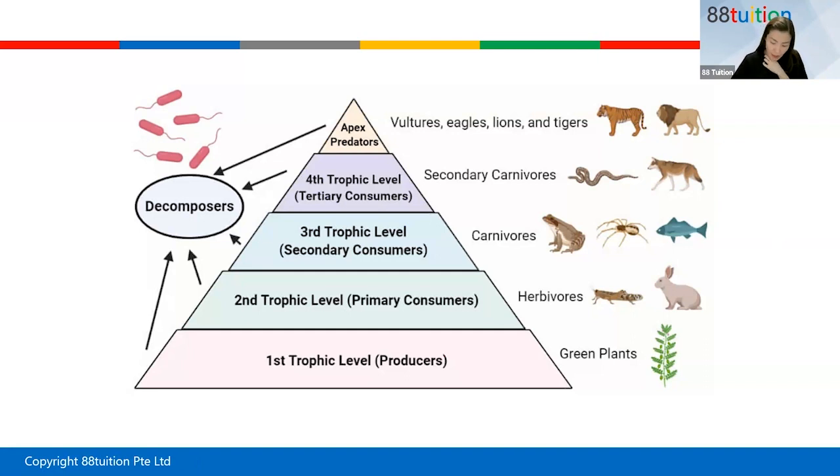So producers are eaten by the primary consumer. We call them the herbivores also, right? So this is the second level, and the energy level here is lower than the first trophic level, but it is definitely higher than the third one. As we move upwards, there will be more and more energy being lost in terms of the life processes.